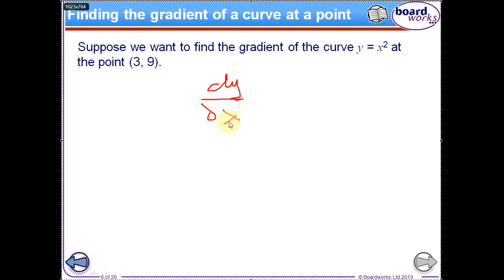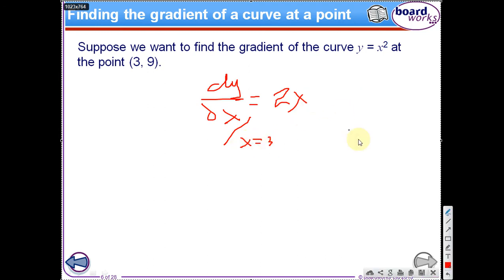Don't forget, I'm going to take you through this later. So that will be 2x. I'll take you through this, don't worry. Then what you now do is you substitute the x value here. So the x value is 3. So when x equals 3, then you have 2 times 3 and it should be 6.